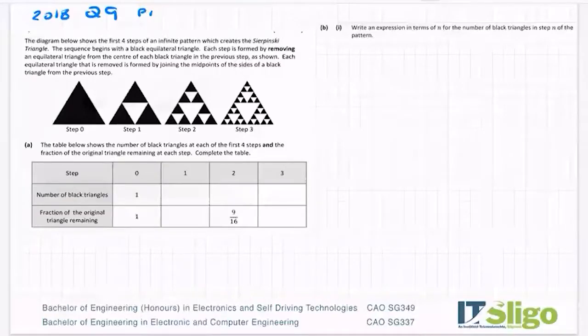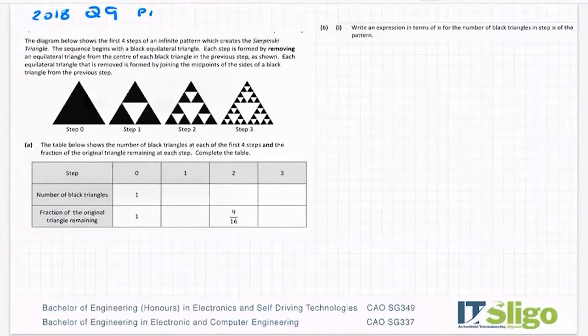Okay, 2018 question, another question on that paper on sequence and series, and this was question 9, so a long question. The diagram below shows the first 4 steps of an infinite pattern which creates the Sierpinski triangle. I'm not familiar with it. The sequence begins with the black equilateral triangle. Each step is formed by removing an equilateral triangle from the center of each black triangle in the previous step as shown. Each equilateral triangle that is removed is formed by joining the midpoints of the sides of a black triangle from the previous step.